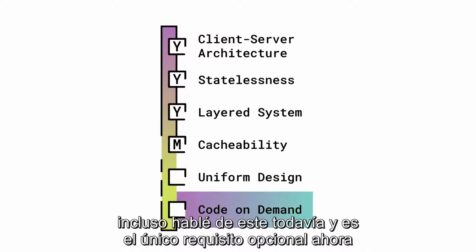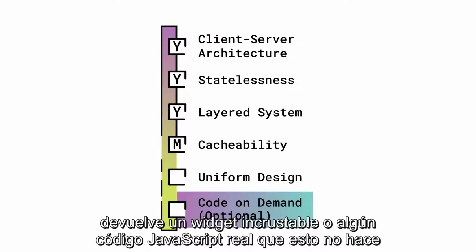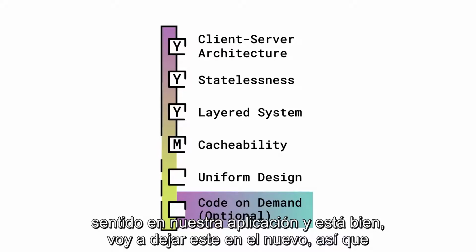We haven't even talked about this one yet, and it's the only optional requirement. Now, basically, this means your API returns code that is runnable. Like maybe it returns an embeddable widget or some actual JavaScript code. This doesn't make sense in our application, and that's okay. I'm going to drop this one in the no.